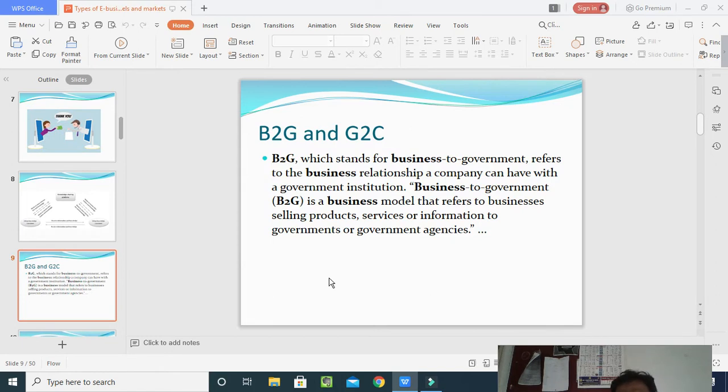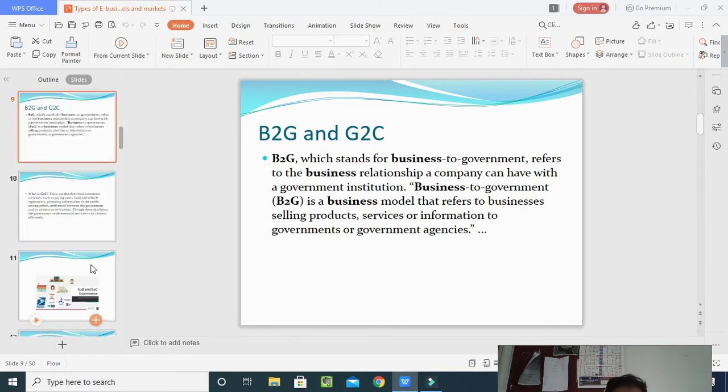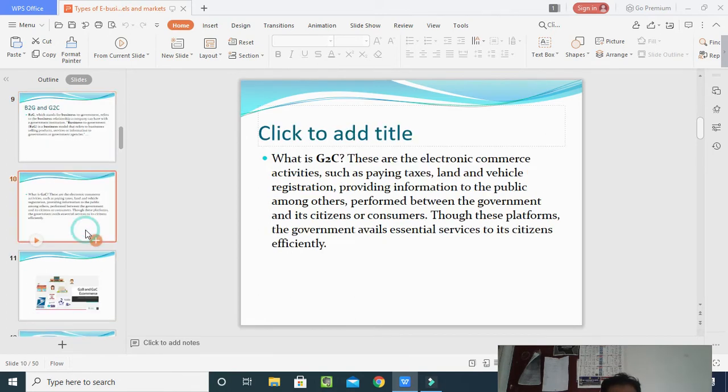B2G, business to government, refers to the business relationship a company can have with government institutions, like approaching government bodies for permission. And business to government is the model that refers to a business selling products, services and information to the government or government agencies, where nowadays governments are giving subsidies so that businesses can go online. If I show you some pictures and extra information, you will be able to understand.